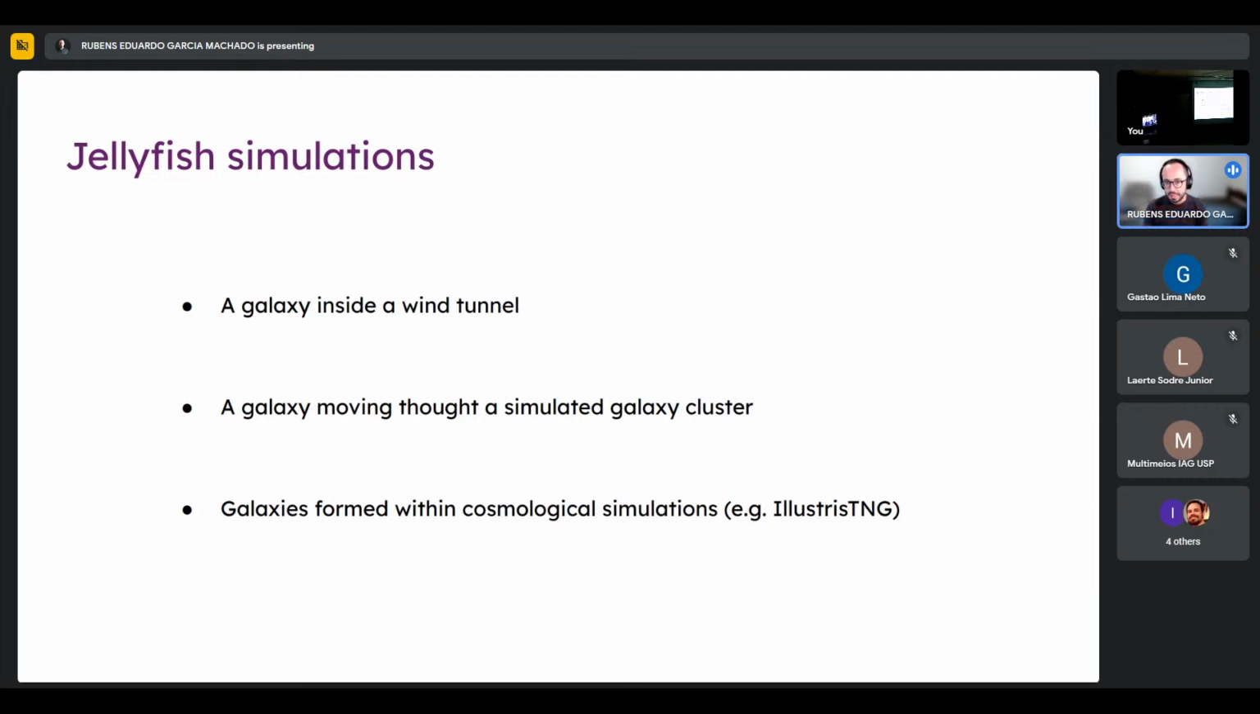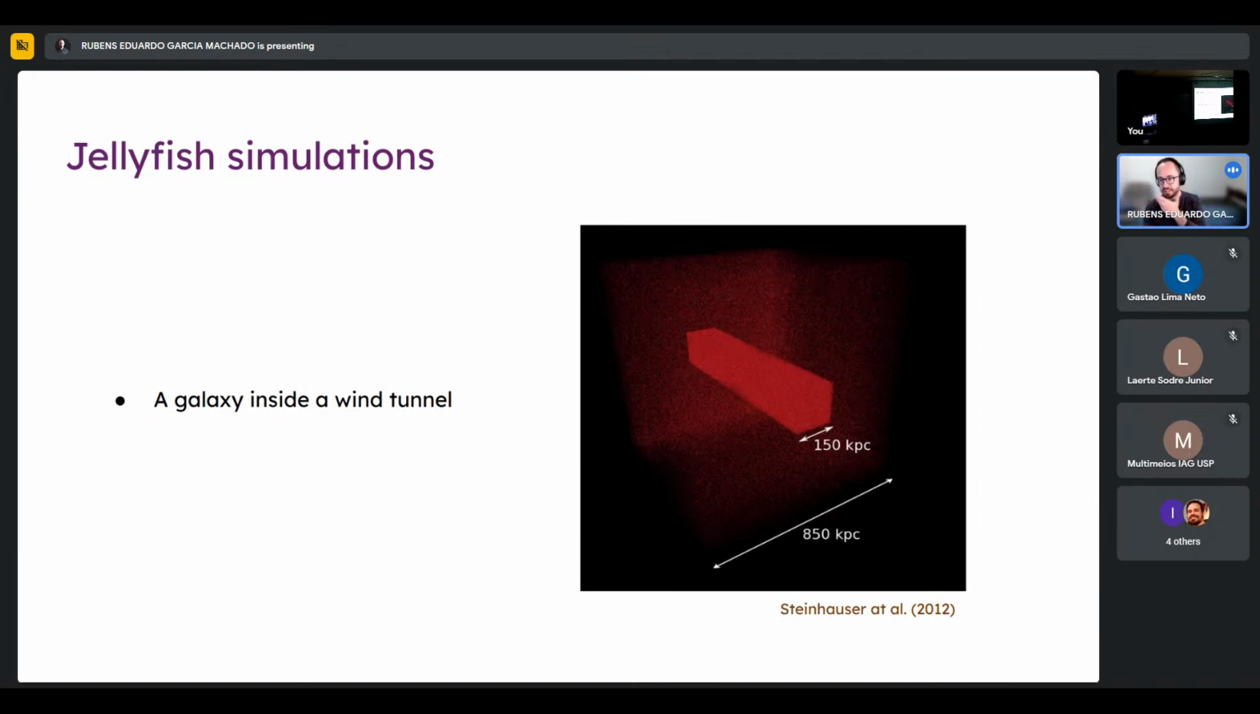So the first one is to place the galaxy inside a wind tunnel. I'm going to talk in more detail about this in a moment. Another approach is to simulate not only the galaxy itself, but also the cluster through which the galaxy is moving. And the third approach is to use cosmological simulations of galaxy formation and look for galaxies with jellyfish morphologies within those cosmological simulations. So very briefly here, the first idea, the wind tunnel, is to place the galaxy at rest at the center of a box of, in principle, uniform gas moving at a given velocity with a given gas density with periodic boundary conditions, meaning that the gas that leaves one face of the box re-enters on the other side.